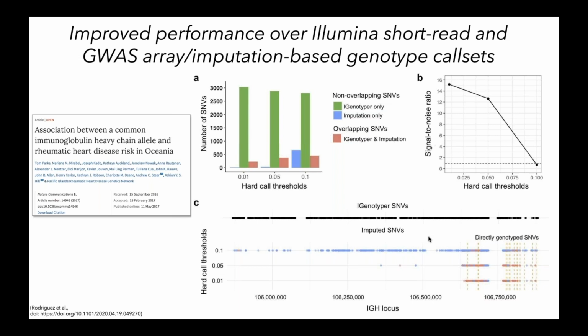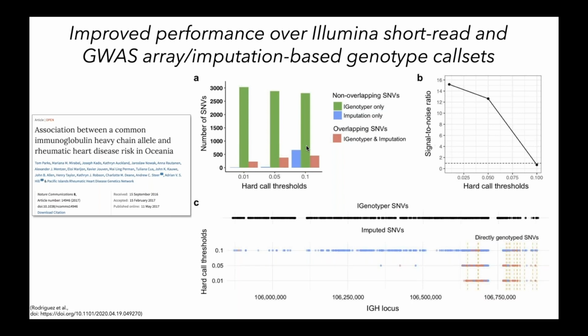And we took their directly genotyped SNPs, microarray SNPs, and their imputed call sets. And we asked how iGenotyper calls aligned with those. And in fact, it's quite striking. So we used several different hard call thresholds for the imputation just to get an idea of the spectrum here. And basically what we see is that iGenotyper calls in a lot more SNPs in general than the microarray and the imputed call set, as you might expect.